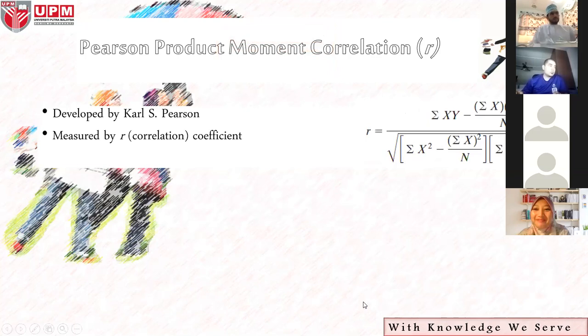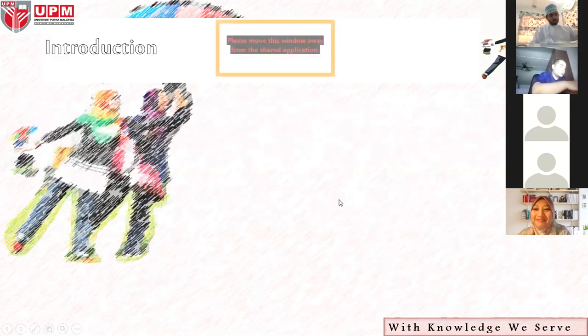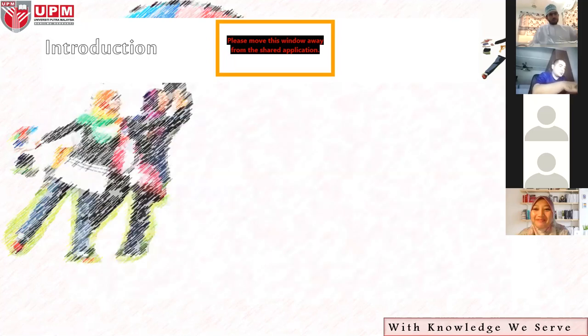This is the brief history. It was developed by Karl S. Pearson, so that's why the name is Pearson. Who knows, anyone can come up with a new statistical equation, so they may put their name. So, Pearson product moment correlation is measured by R. We use the symbol R.